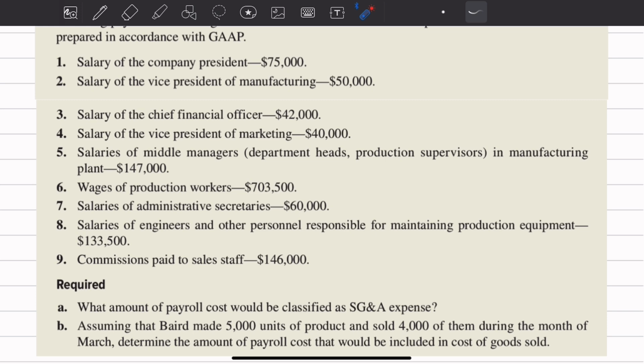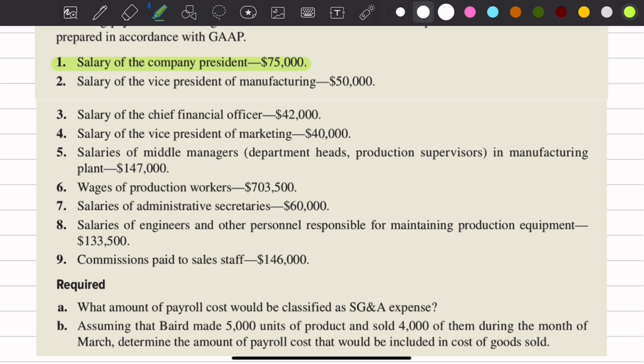Since the requirement is to find the amount of payroll that would be classified as SG&A, we'll go and read these one by one, and I'm going to highlight the ones that should be classified as SG&A. Okay, so let's look at the first one. The first one says salary of the company president, and the company president does not have anything to do directly with the manufacturing process, so this one would be included. So let's highlight this. Okay, so we're going to include this.